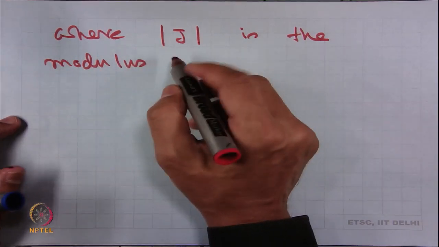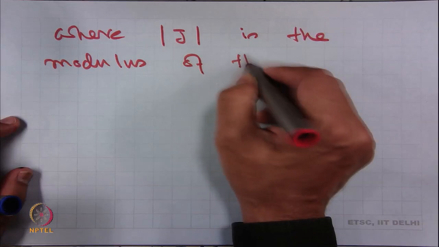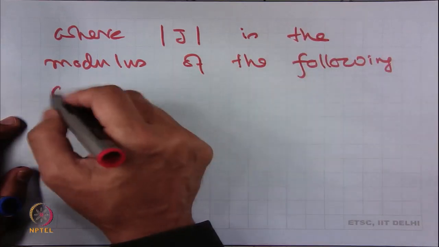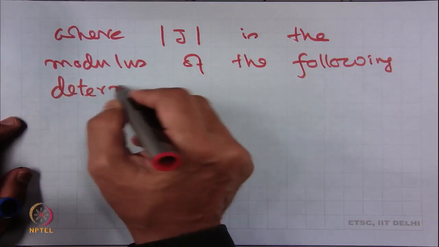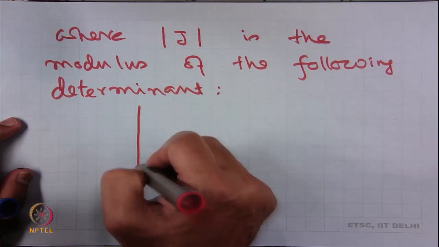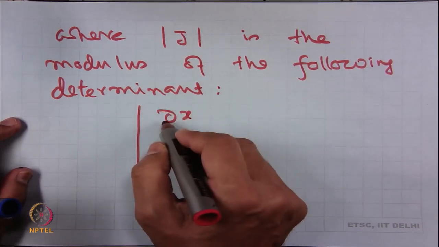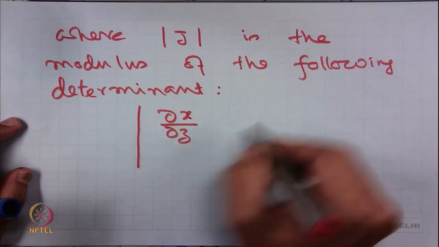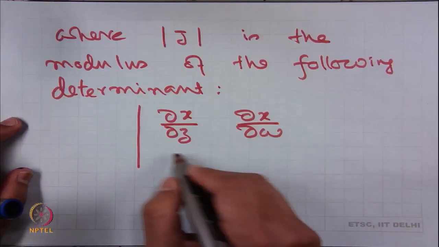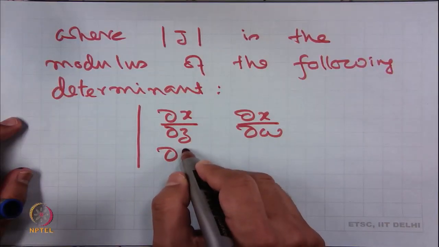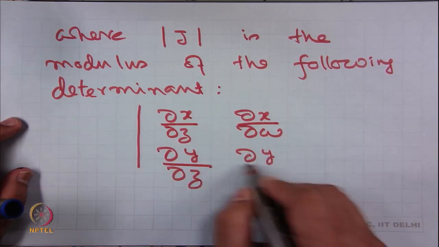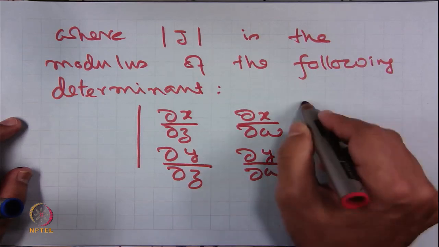The Jacobian is the modulus of the following determinant: del x del z, del x del w, del y del z, del y del w.